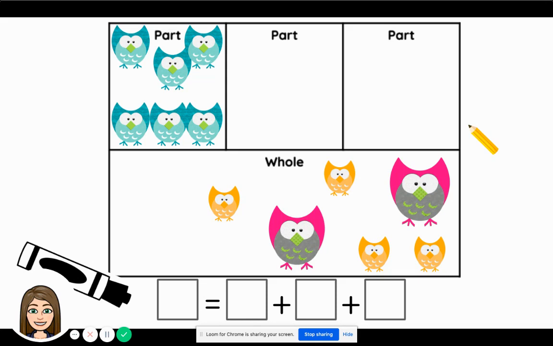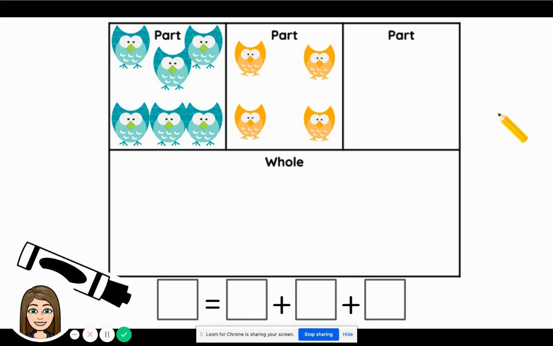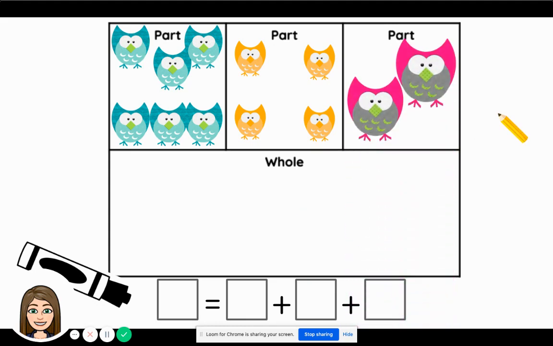4 of the owls are orange. I'm going to put them in the next part. 2 of the owls are pink. I'm going to put them in this part. Now we have our owls sorted by color.